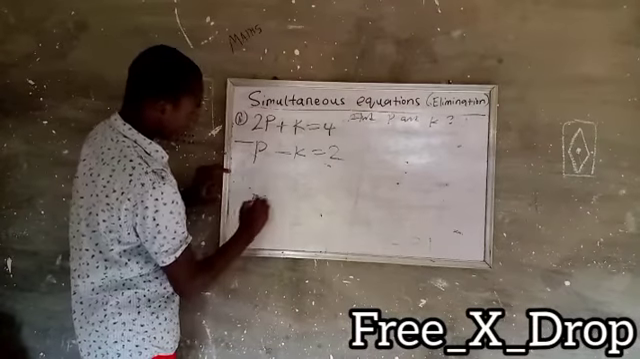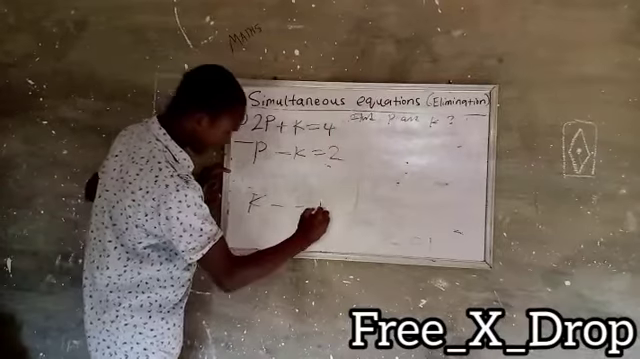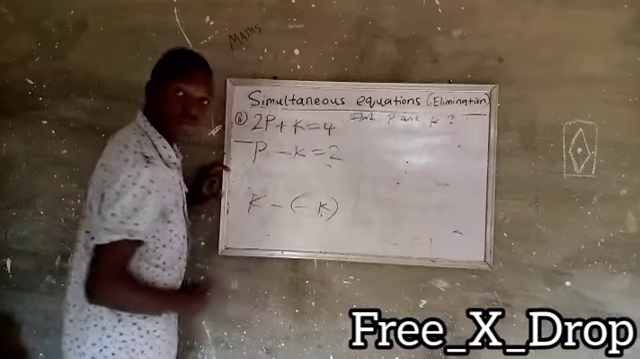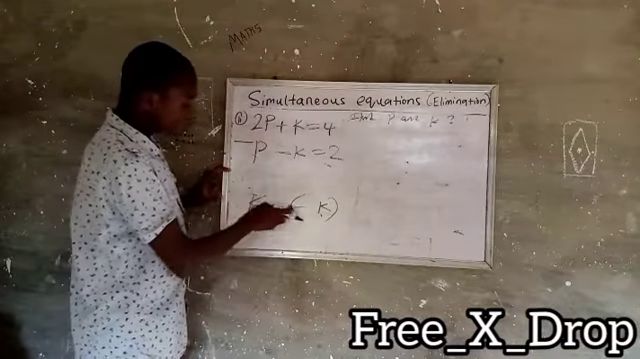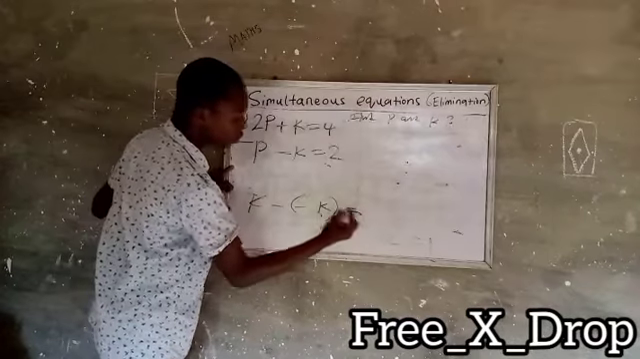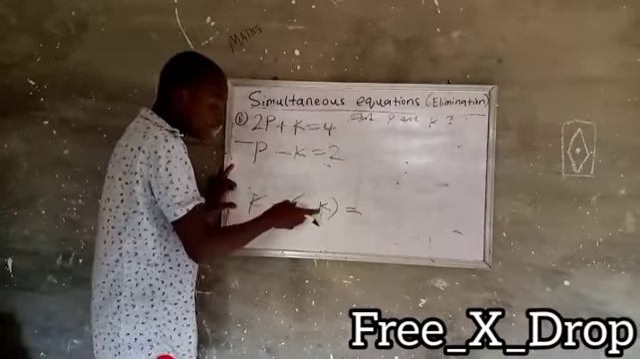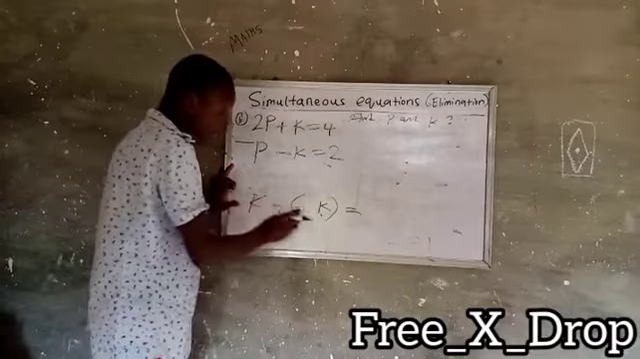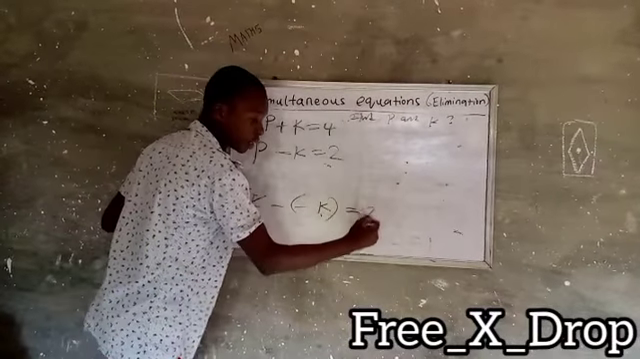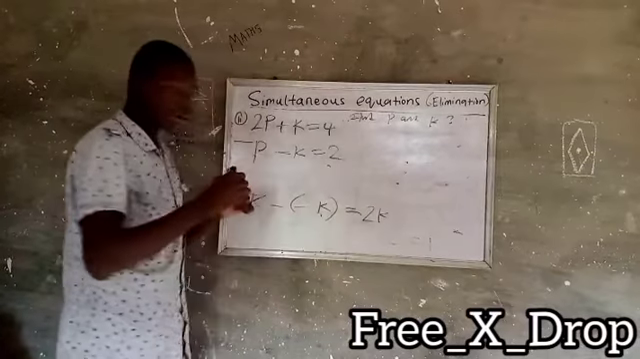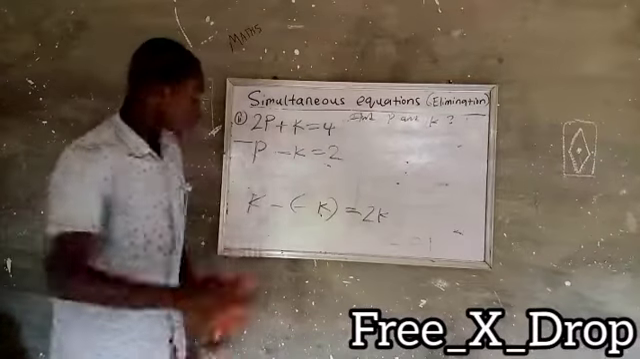For example, you have k minus k. K minus k will give you what? Minus and minus will give you plus. Minus times minus will give you plus. So k plus k is actually 2k. So minus cannot work.